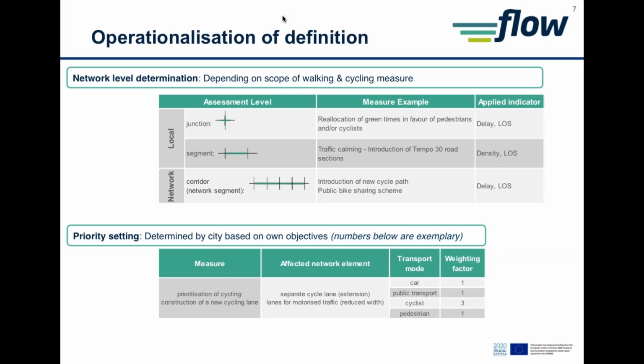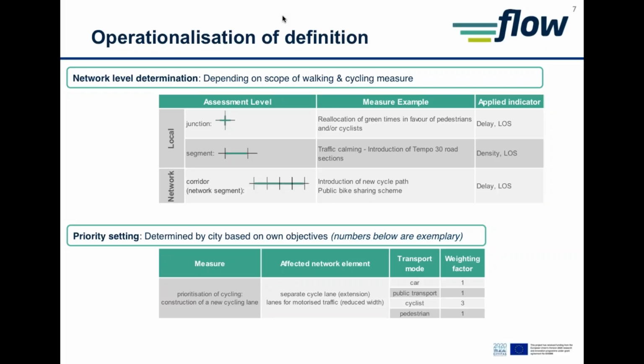In case we have a segment between 2 junctions, which would be the case, for example, if we introduced a speed limit of 30 kilometers per hour to this particular segment, then we would use density and level of service as indicators. And in case we have a whole corridor as the sum of a number of junctions under assessment, which would be, for example, the case if we introduce a new cycle path, then we will also use delay and level of service.